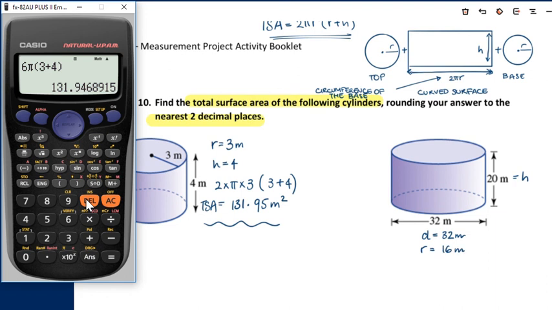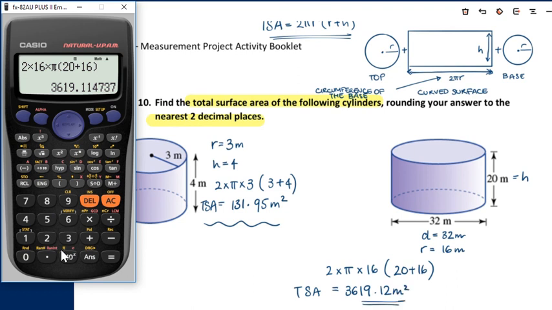So now putting this into our equation again, we've got 2 times pi times the radius of 16, bracket, 20 plus 16. Let's just put that into the calculator, and that'll give us a total surface area of 3,619.12 meters squared, rounding.